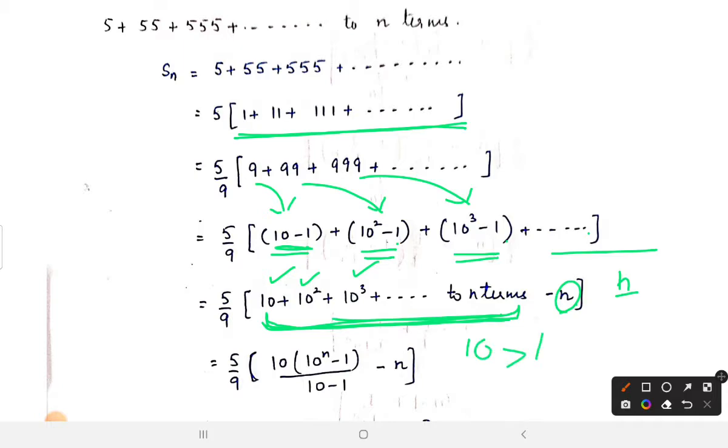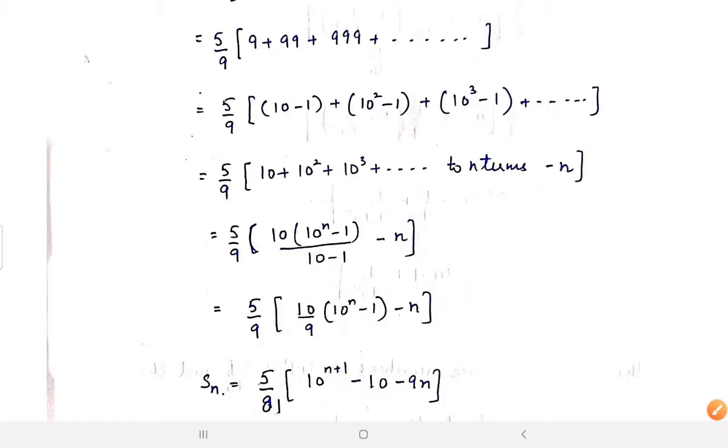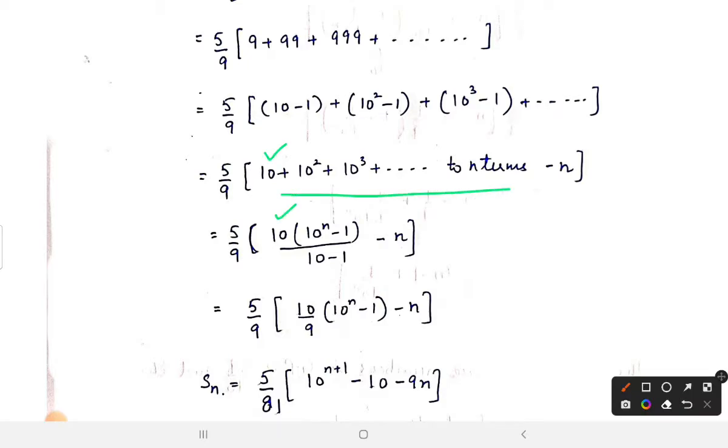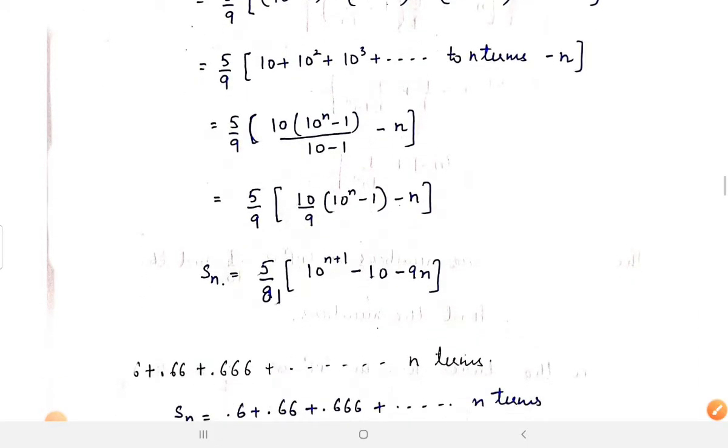So what is the sum of a GP with common ratio 10 and number of terms n? The first term is 10, the common ratio is 10 again. So it is 10 times 10 to the power n minus 1 upon 10 minus 1, minus n. So we have 10 upon 9, 10 to the power n minus 1, and minus n. Let us now take the LCM. So we will get 10 to the power n into 10 to the power 1, so it is 10 to the power n plus 1, minus 10, and this is minus 9n, and the denominator is 9 times 9, which is 81. So this is the sum.